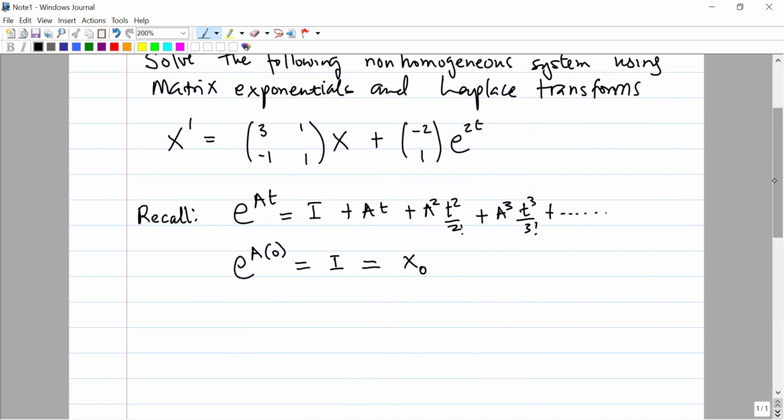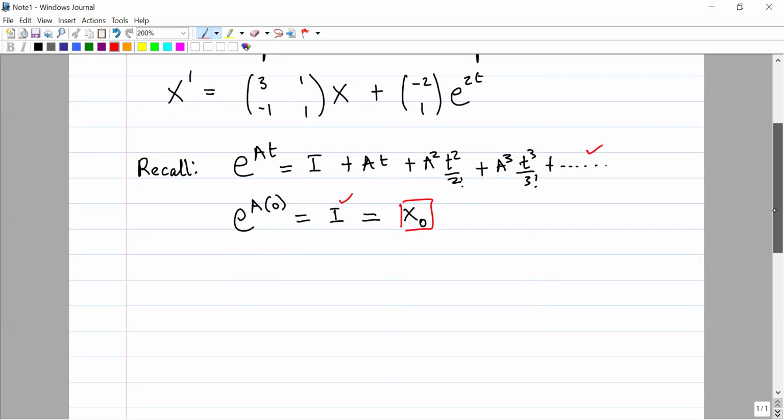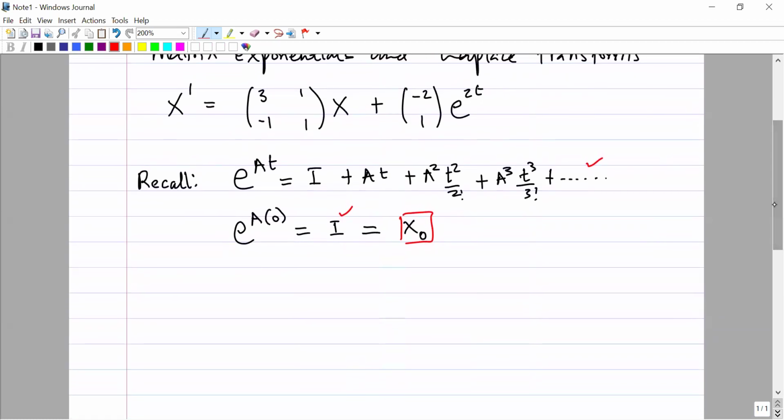Okay. So we just need to remind you that we can do matrix exponentials using the usual series expansion for the matrix exponential function e to the power At, like this. And you can now tell that if you substitute t equal to 0, then e to the power A times 0 is actually the identity matrix. And I just decided to call it x naught for some reason that will be clear later.